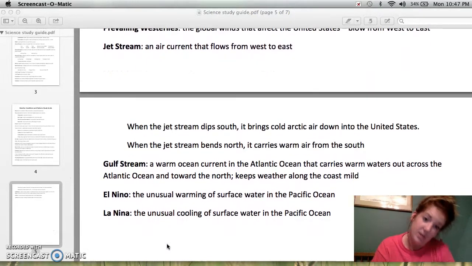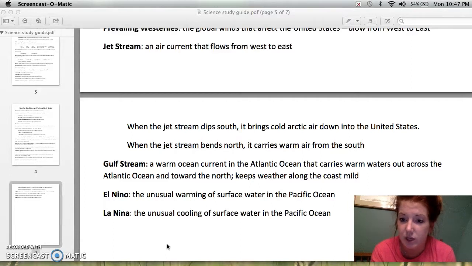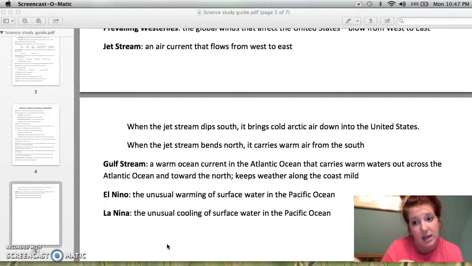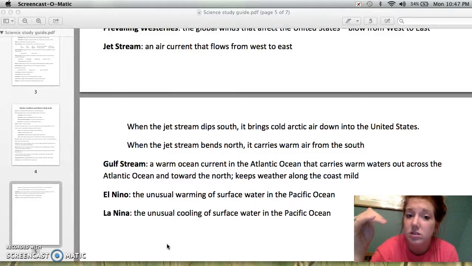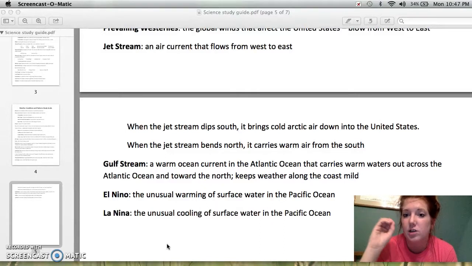The Gulf Stream is a warm ocean current. Do not get this confused and think it's in the Gulf of Mexico, because it's not. They will have a question on the EOG that says, where is the Gulf Stream located? And you are not going to circle the Gulf of Mexico just because it has Gulf in the name. The Gulf Stream is on the east coast of the United States. It's a warm ocean current in the Atlantic Ocean that carries warm waters out across the Atlantic Ocean and towards the north. It keeps weather along the coastline.